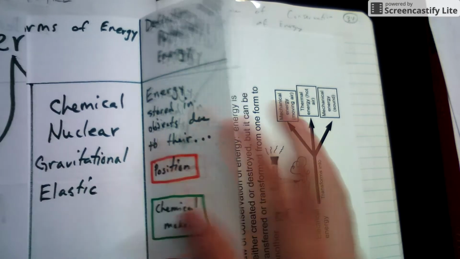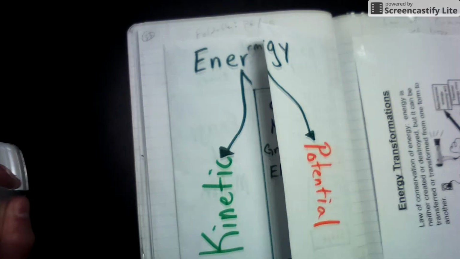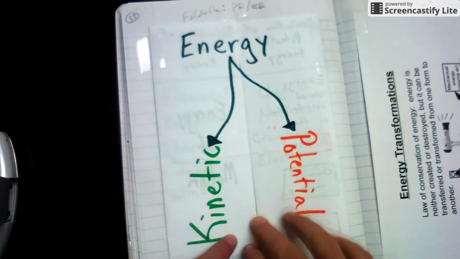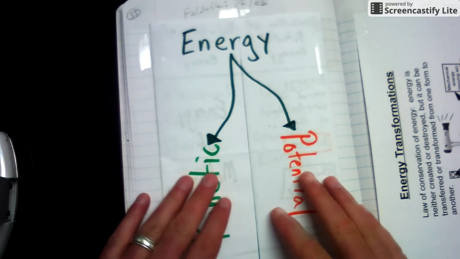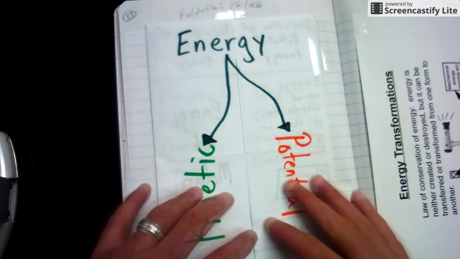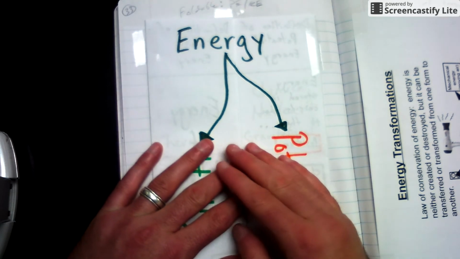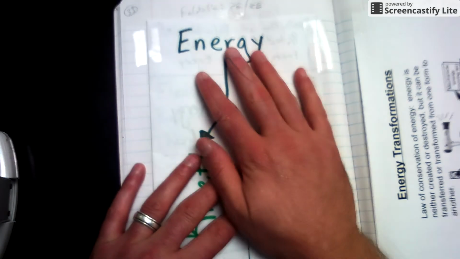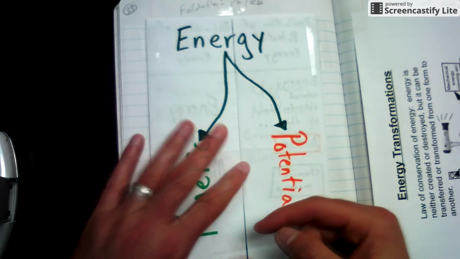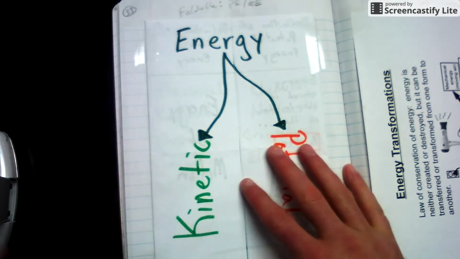Page 33, you should have your kinetic and potential energy foldable glued in here. Some of you may have glued this onto another page because the video didn't have sound on it at the time. So if you did, you might need to pull it off and put it here instead. But it should be on page 33.